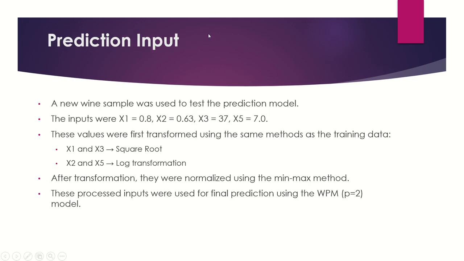Prediction input. A new wine sample was used to test the prediction model. The inputs were x1 equal to 0.8, x2 equal to 0.63, x3 equal to 37, x5 equal to 7.0. These values were first transformed using the same methods as the training data: x1 and x3 square root, x2 and x5 log transformation. After transformation, they were normalized using the min-max method. These processed inputs were used for final prediction using the WPM p equal to 2 model.